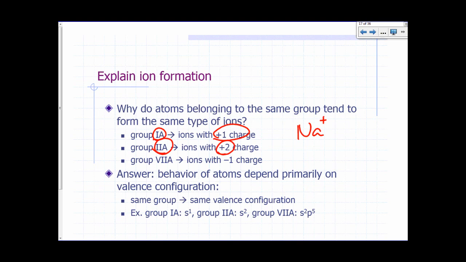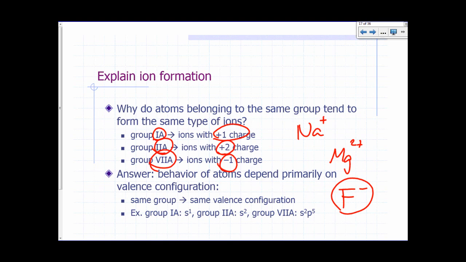If you find ions of group 2A, like, for example, magnesium, it's always found in nature to have a +2 charge. Similarly, atoms from group 7A, if they form ions in nature, the ones that you find will always have a -1 charge. So, for example, fluorine is always found in nature to have a -1 charge if it becomes an ion, the fluoride ion. The answer to this question, we can now explain.